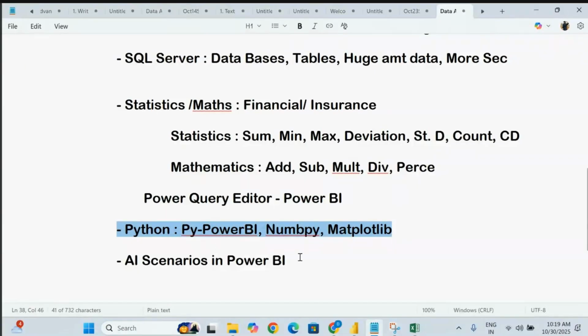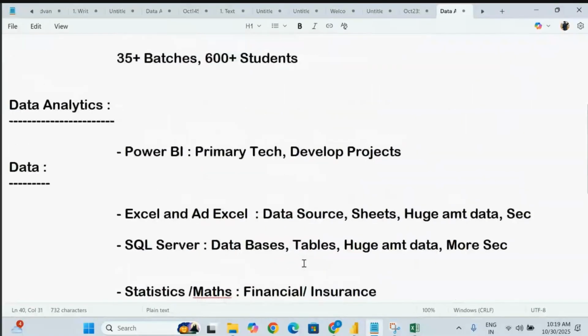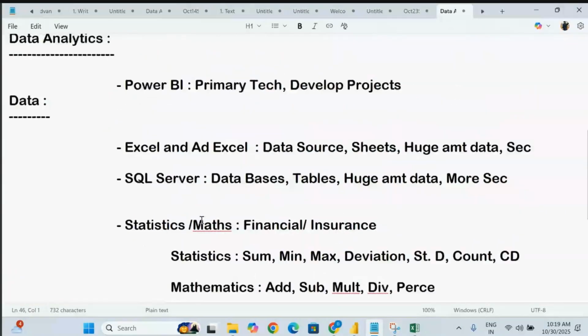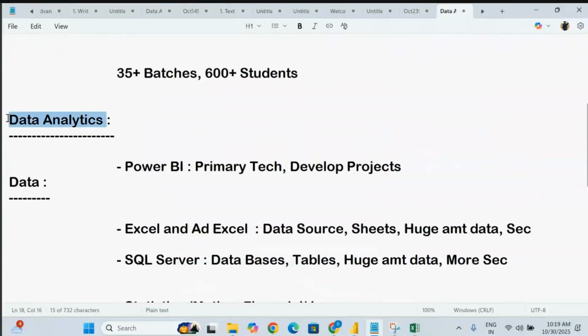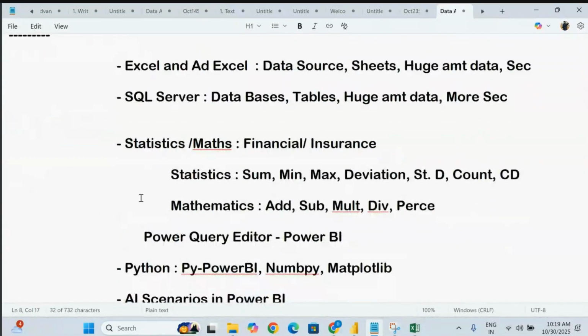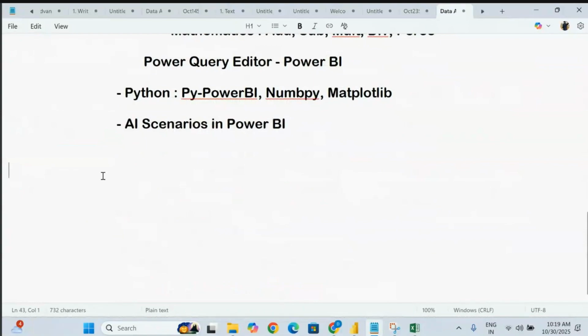Finally, there are the AI scenarios available in your Power BI to make your work so much easier. So you will understand them also. That is why so many technologies are required for data analytics. Then only can you grab the opportunities so fast, instead of just learning about data analytics or being a business analyst or data analyst.